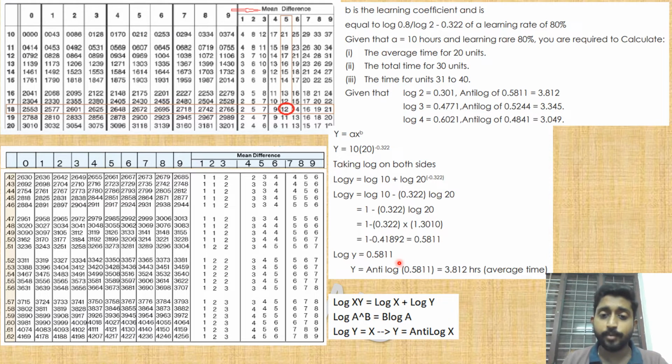Next I am applying one more formula. If log y is equal to x, then y is equal to anti-log of x.